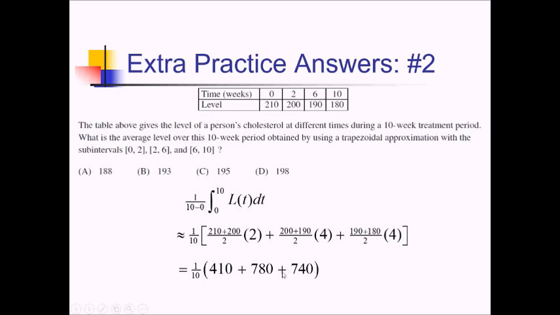At this point, let me add these together and then divide by 10. Let me do the tens first here. We've got a 10 plus an 80 plus a 40. That's a total of 130. For the hundreds, we have 400 plus 700 plus 700. That's 1,800 plus 130, so that's 1,930. Divided by 10 is 193. Boom. Choice B.